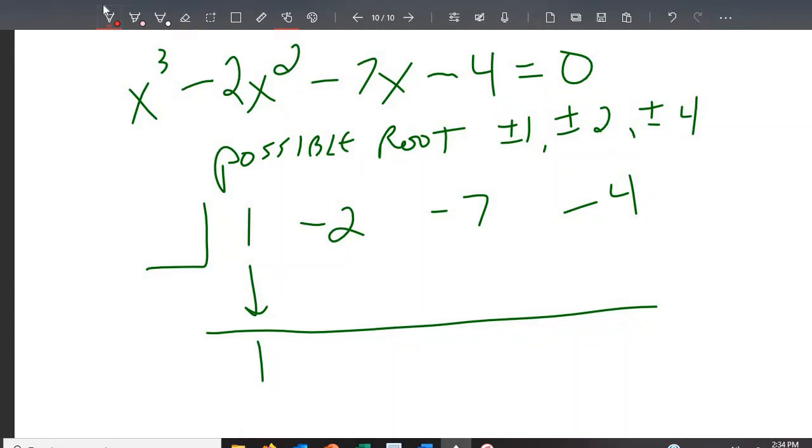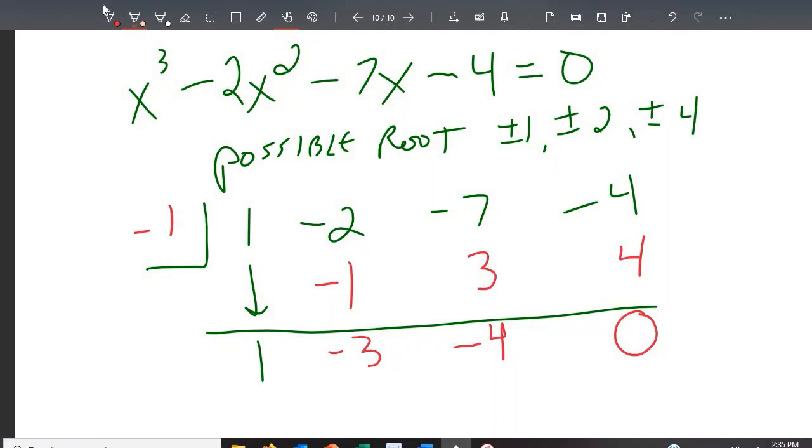So then I choose another number out of that list. I usually just start with 1 and work my way down. Let's try negative 1. Well, 1 times negative 1 is negative 1. That gives me negative 3. Negative 3 times negative 1 is positive 3. I get negative 4. Negative 1 times negative 4 is positive 4. And guess what? I get 0.